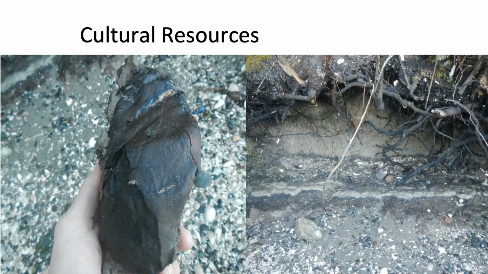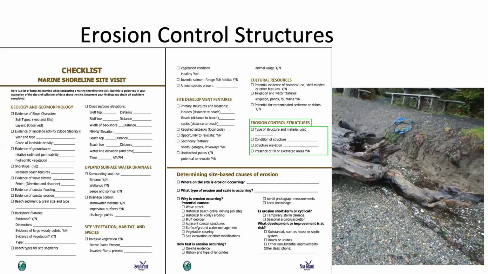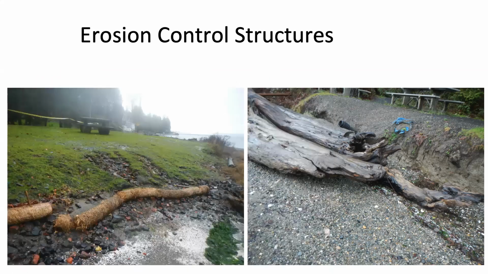Oftentimes these items on a site will justify hard armor where other conditions don't. Erosion control structures should really be incorporated into design, but as a reviewer, they can indicate past erosion problems, so erosion control devices need to be documented. You can see on the left what looks to be a temporary straw wattle, and on the right a more permanent thing like a drain pipe. These devices may indicate that a problem has been and is currently ongoing.